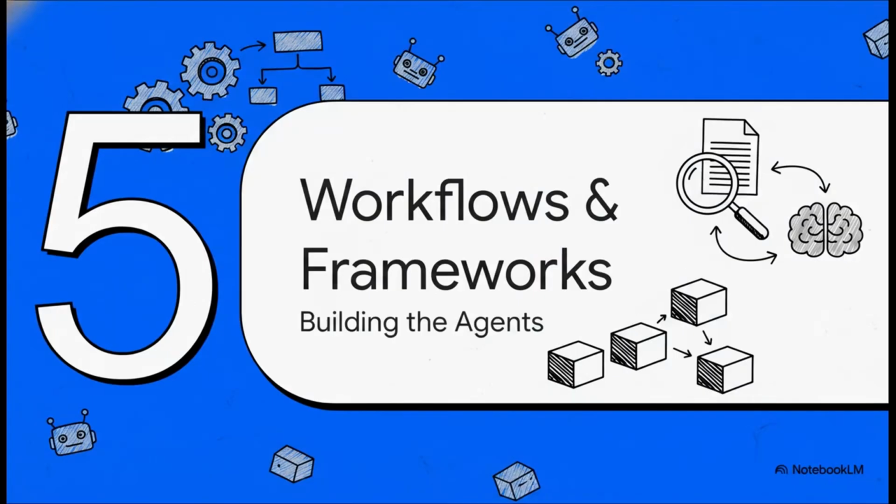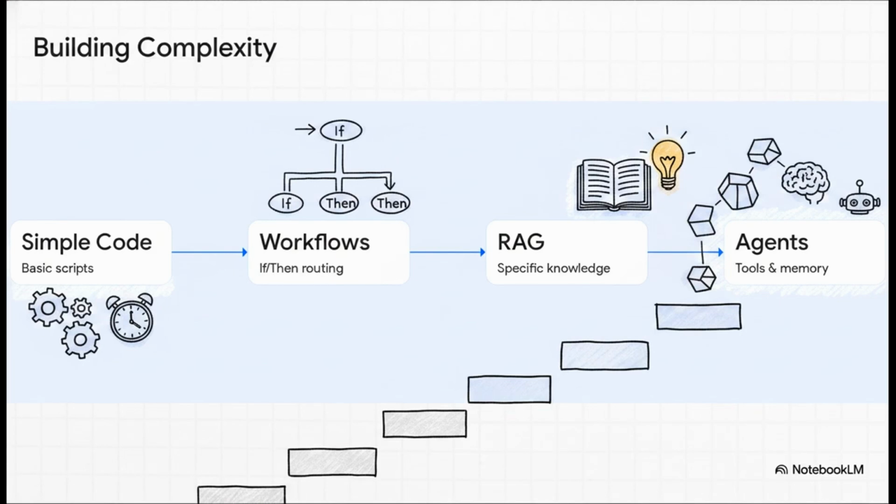Section 5, workflows, RAG, and frameworks. Let's move on and see how this builds up from simple all the way to complex. You always start with simple code, just basic scripts. Honestly, if your problem can be solved by a simple scheduled cron job, stop right there. Don't over-engineer it. But if you need more reliability, you move up to deterministic workflows with clear if-then routing.